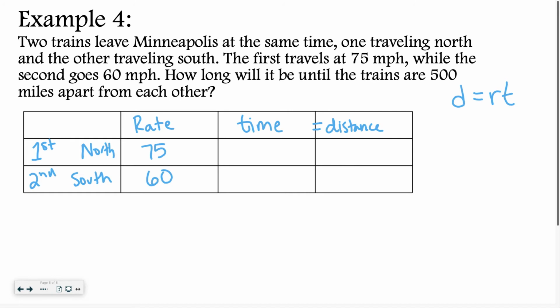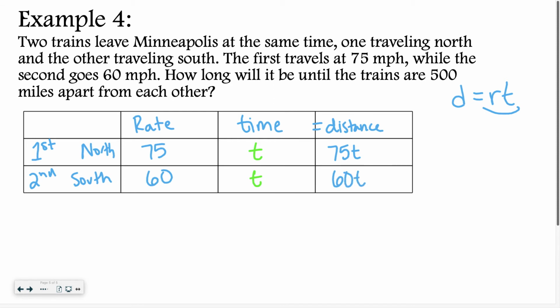We don't know how long these trains have been traveling, so I'm going to use a t for both of them. The reason I'm going to use a t for both of them rather than t minus something is because if we're trying to figure out how long it will be before they are 500 miles apart from each other, that's going to happen at the same exact time for each train. So you use the same variable. And then in order to figure out distance, I would do 75t, right? 75 times t, because distance is rate times time. And then I would do 60t.